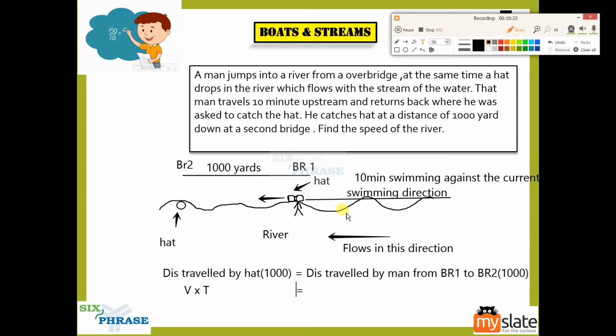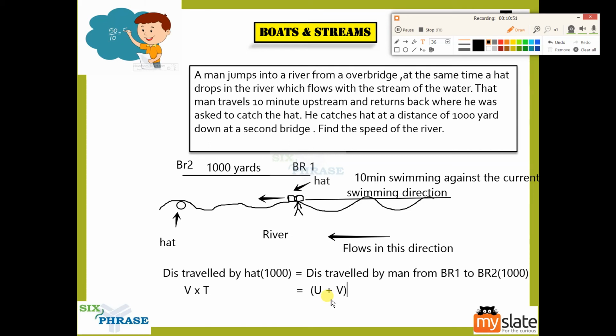See, here he is going against the current. These 10 minutes he is swimming against the current, but from BR1 to BR2 he'll be swimming with the current. So it will be u plus v, u being this man's speed, v being the current speed of the river. So you have to add it when it's going with the current speed. You have to add it, guys. So it will be u plus v. Okay, so this is the speed multiplied by time.